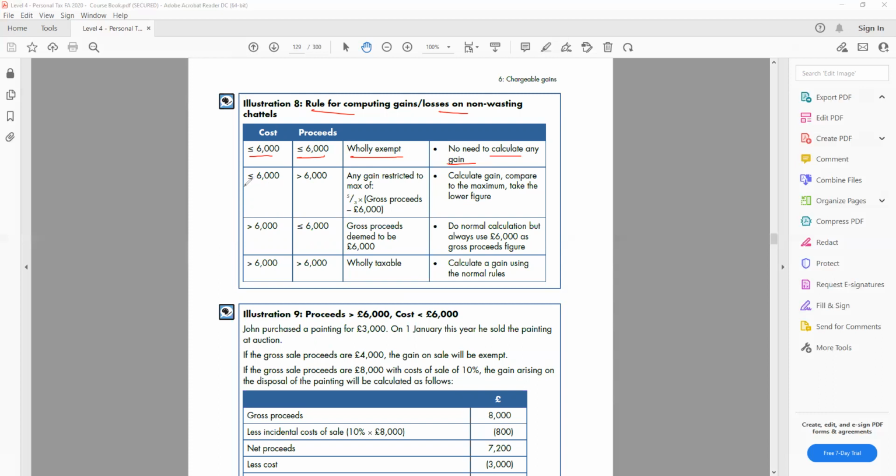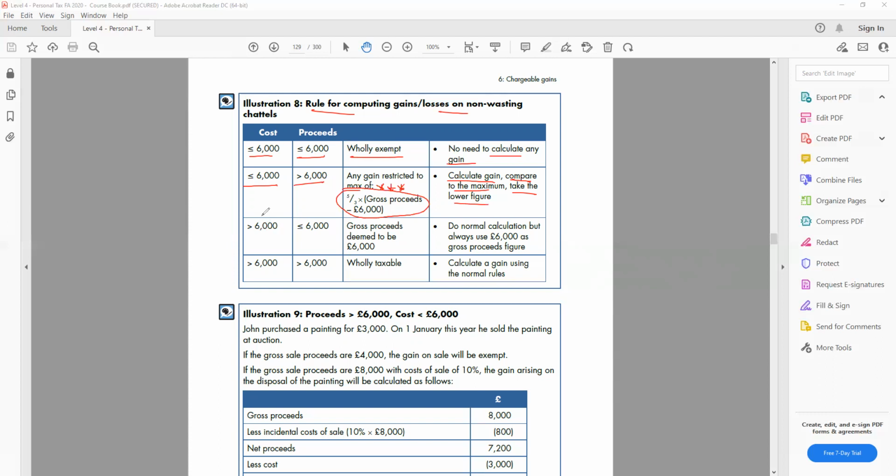The next one: cost less than 6,000 but sale more than 6,000. Any gain is restricted to a maximum of 5/3 times the gross proceeds minus 6,000. This is very common in the exam. You have to remember this one especially. Calculate the gain, compare to the maximum and take the lower figure. We'll do some questions for that to understand it.